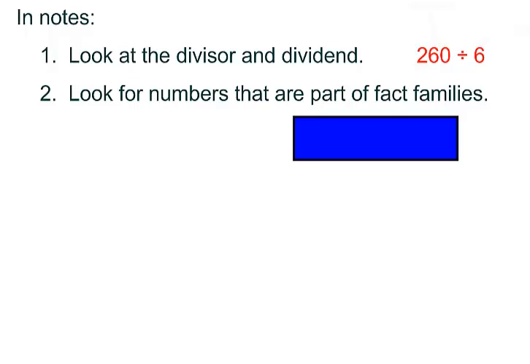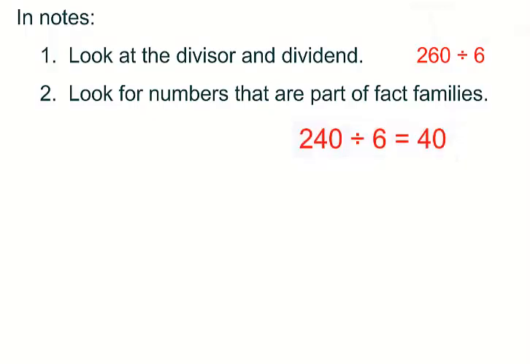In this case, 260 divided by 6. Well, I can divide by 6 easily in my head. But I know that 6 does not go into 26, so I'm going to have to change that number. What number should I change the 26 to? 24 is a good one, so 240 divided by 6 does equal 40. 24 divided by 6 is 4. Then 10, bring it over to the quotient.